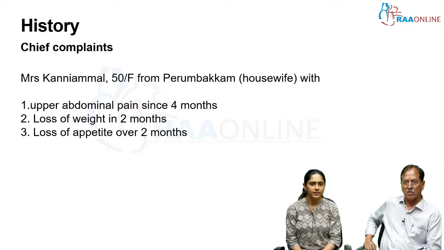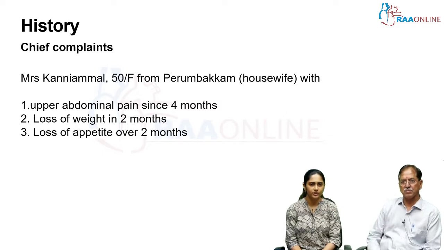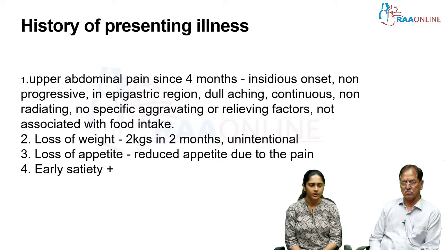Mrs. Kanniyammal, a 50-year-old female coming from Perumbakam, she's a housewife. She came with the chief complaints of upper abdominal pain since 4 months, loss of weight since 2 months and loss of appetite over 2 months. Coming to the history of presenting illness, she was apparently normal until 4 months ago when she developed upper abdominal pain, which is insidious in onset, non-progressive, located in the epigastric region, dull aching, continuous, non-radiating. There are no specific aggravating or relieving factors and it is not associated with food intake.